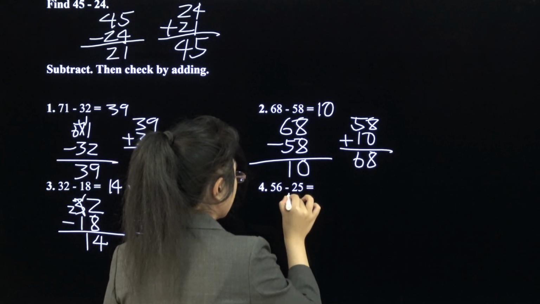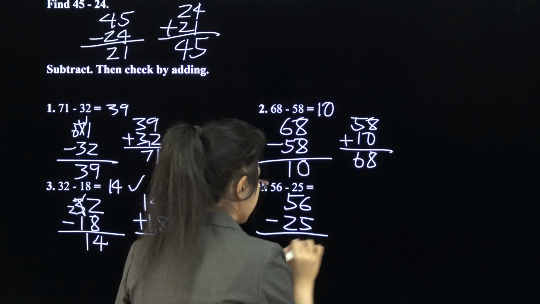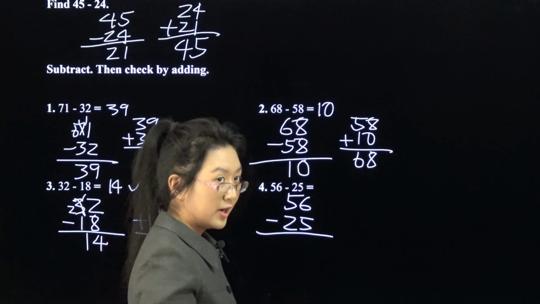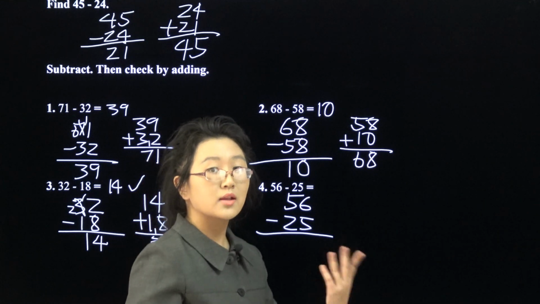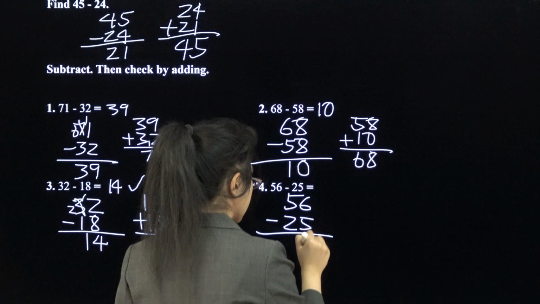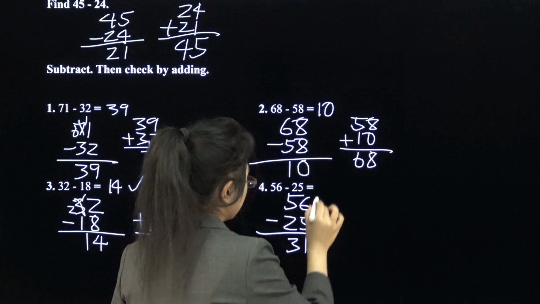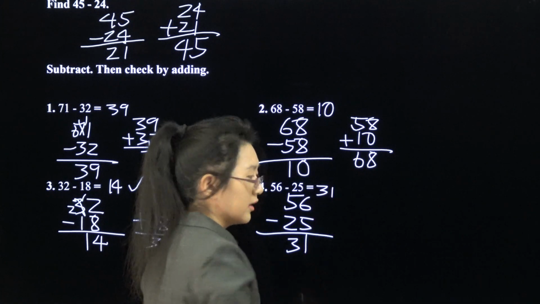Now, 56 minus 25. We line them up, and our ones place is 6 minus 5, which is 1. 5 minus 2 is 3. 31. Is it correct, though?